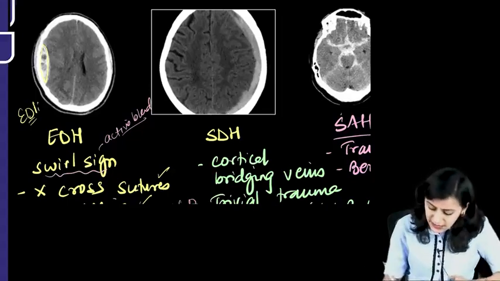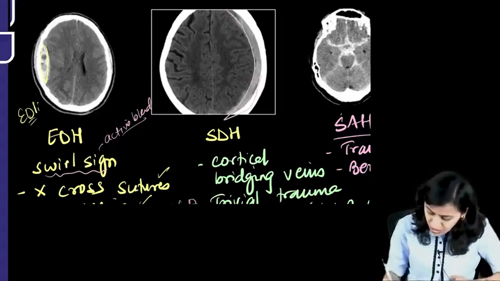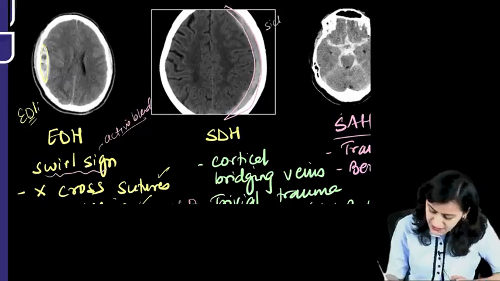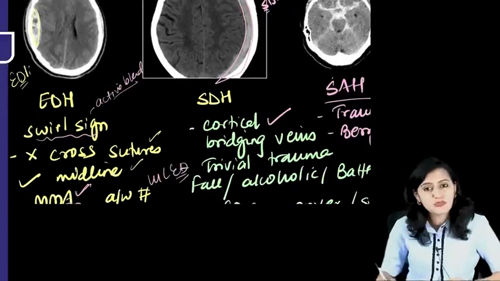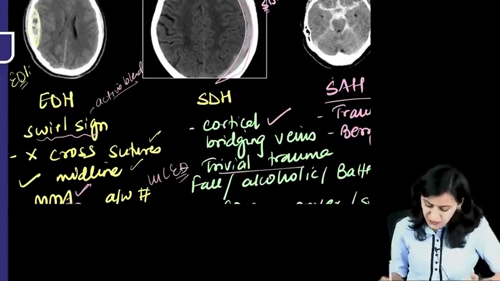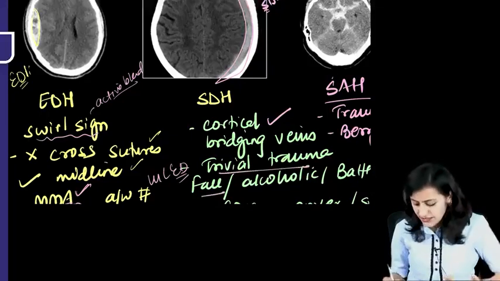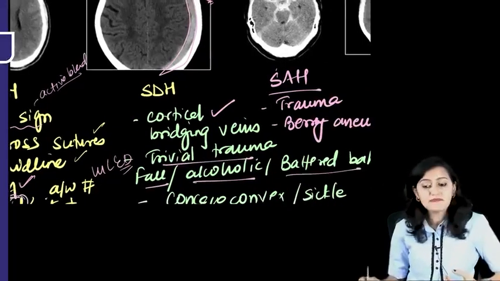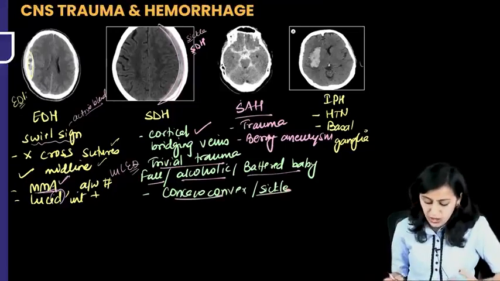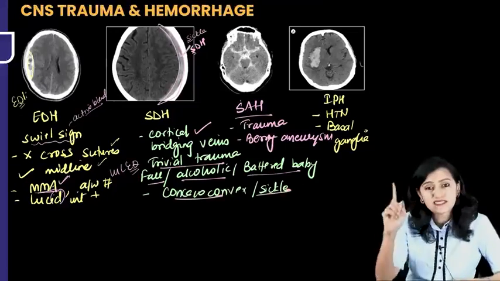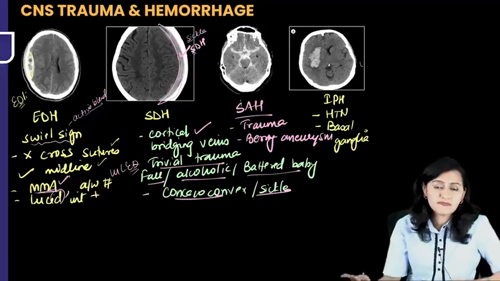Next one is this crescent shape or the sickle shape. Remember, S for sickle is SDH. It is due to rupture of cortical bridging veins. Veins can be ruptured even with trivial trauma like a fall in an alcoholic patient, or even in a battered baby, we see the SDH. The shape is the sickle or concavo-convex shape. It crosses the sutures, it does not cross the midline.